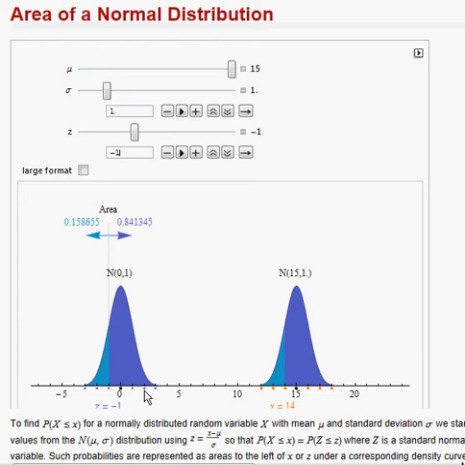Another way to say that is there is a 15.8% probability that z is less than or equal to -1, and an 84% probability that z is greater than -1. In the same way we can say here, this is the probability that x is less than or equal to 14, which is 15.8%. So the two areas are exactly the same.